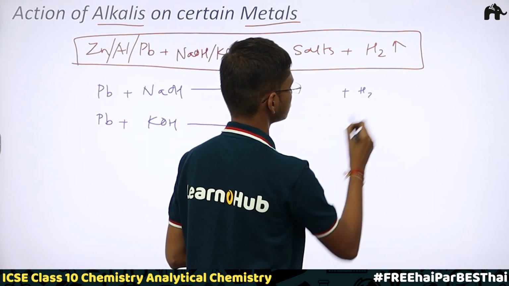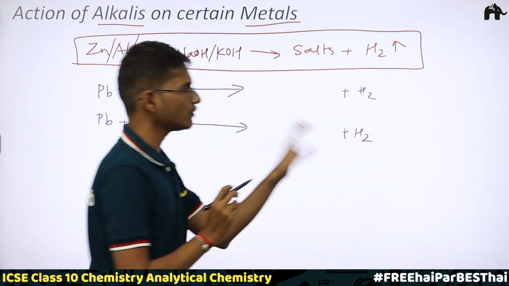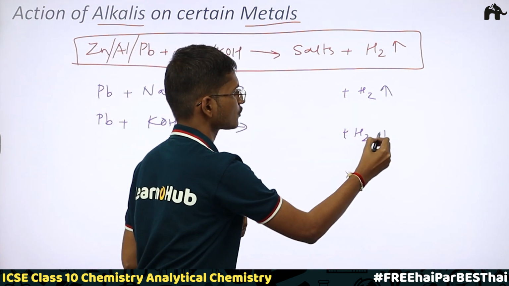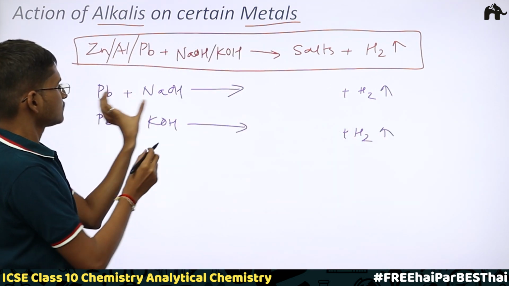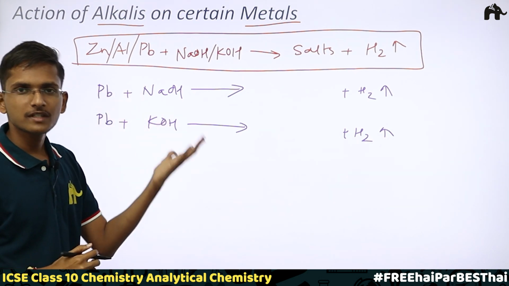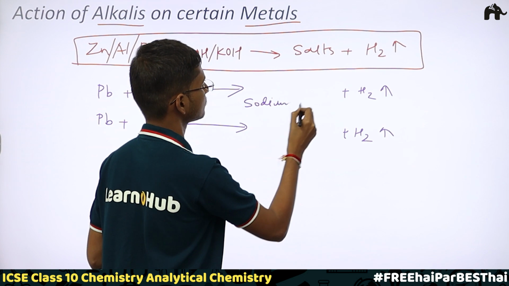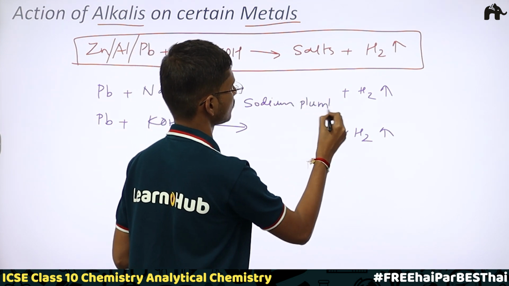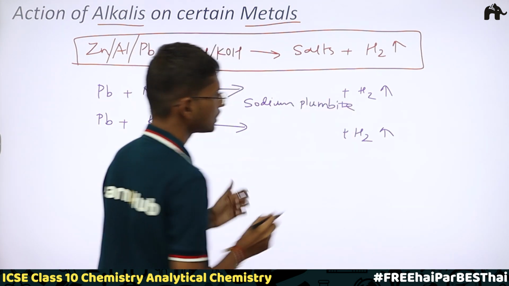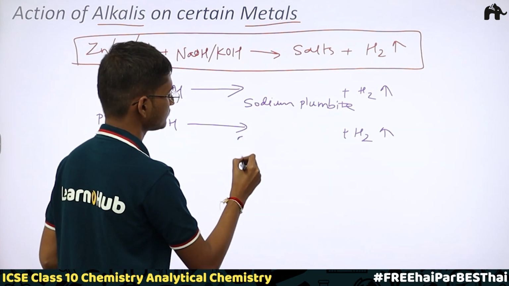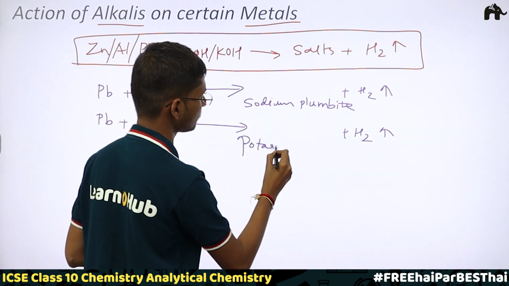And which salt would it form? Hydrogen gas is liberated. Okay, just like zinc. Zinc was forming sodium zincate. Here it would form sodium plumbite. Okay, now we know these salts actually. We have studied about them in the previous part. And here it would form potassium plumbite.